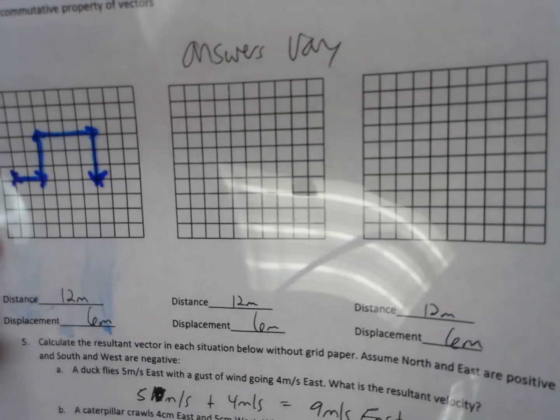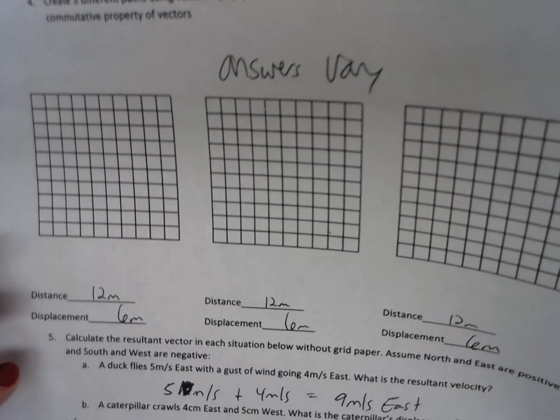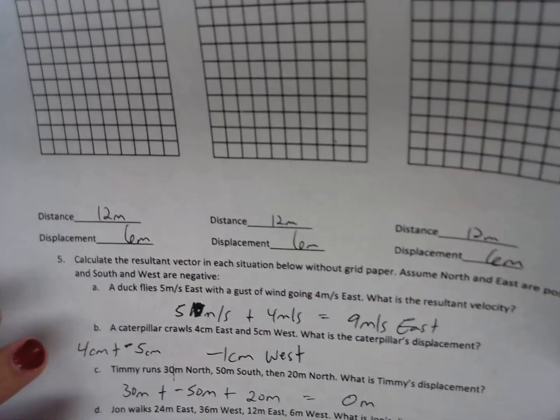So I could add those up in a different order. I could do G plus B plus A plus E, and I would find 12 and 6, assuming I drew those correctly.